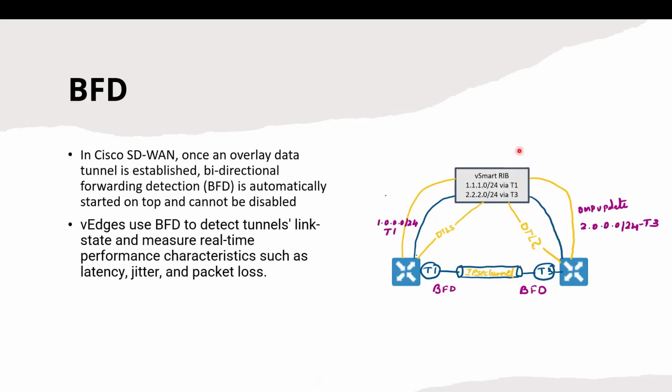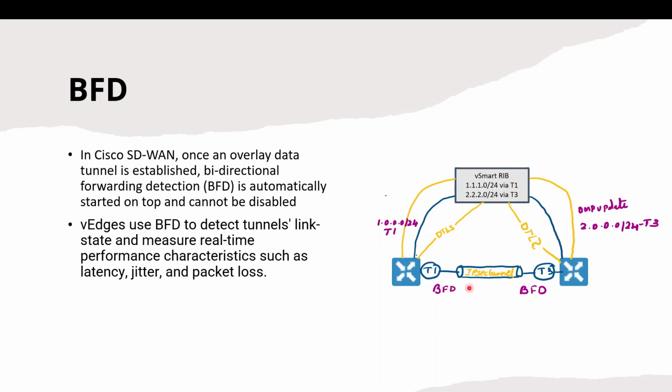Let's discuss the last point of this video, which is the BFD protocol. Basically, BFD is used on the overlay once the IPsec tunnel is established. BFD, bidirectional forwarding detection, is automatically started on top, and you cannot disable it. By default it is enabled. vEdge uses BFD to detect the tunnel link state and measure real-time performance characteristics such as packet loss, jitter, and latency. So BFD plays a very important role in an SD-WAN setup.